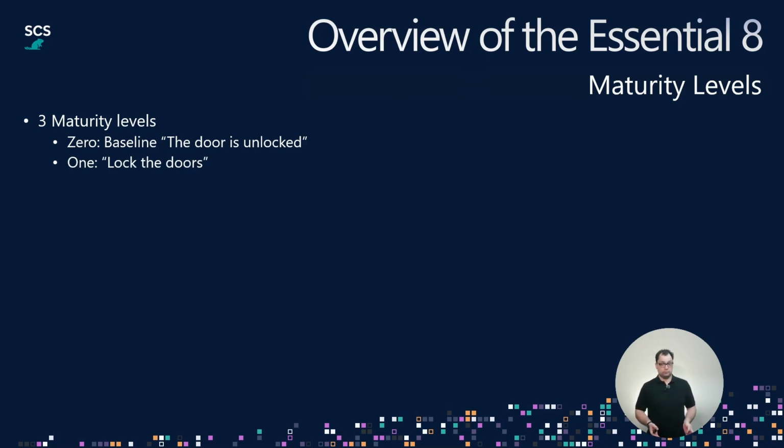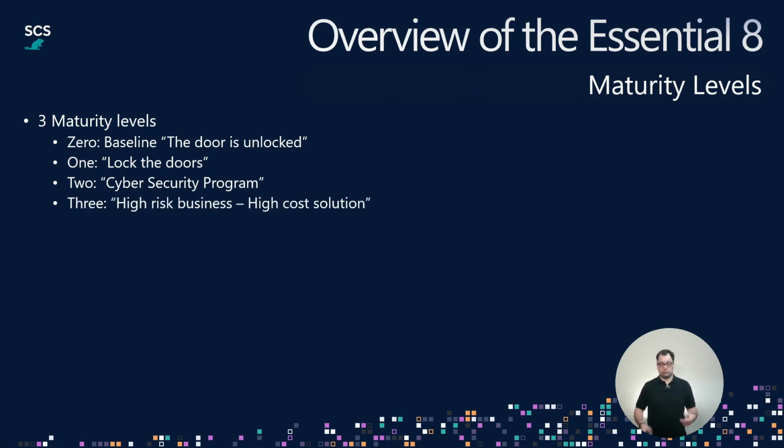At maturity level 2, you've closed the front door and you've got a checklist for when you leave home to go and check all the windows are locked. That's an equivalent of a cybersecurity program. At level 3, you've locked that front door, you've had your checklist and gone around and checked all the windows, and you've got a monitored alarm service where someone actively looks after your house while you're away. Obviously, this is for a higher risk area and comes at a higher cost.